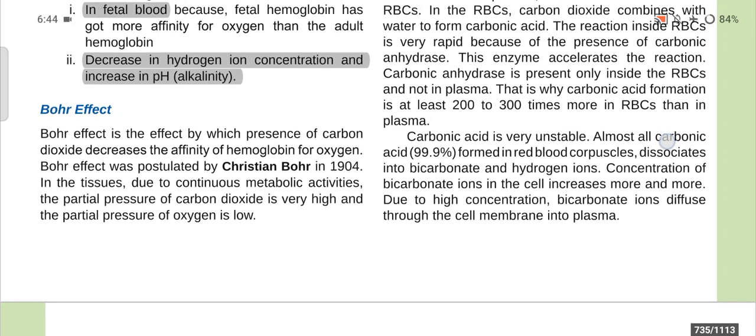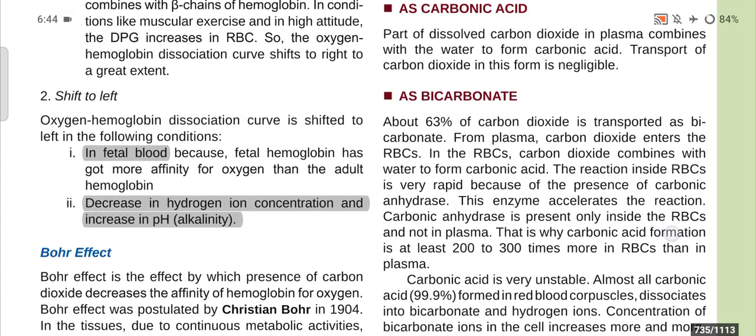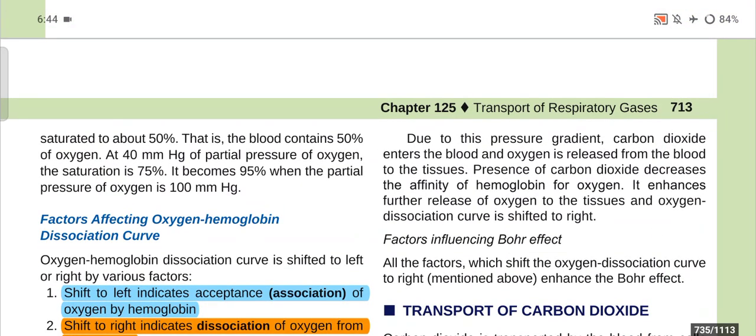So what is the Bohr effect? The Bohr effect is nothing but the presence of carbon dioxide decreasing the affinity of hemoglobin for oxygen, which mainly occurs with the dissociation of oxygen and association of carbon dioxide. The Bohr effect was postulated by Christian Bohr in 1904, and in the tissues, due to continuous metabolic activities, the partial pressure of carbon dioxide is very high and the partial pressure of oxygen is low. Due to this pressure gradient, the carbon dioxide enters the blood and oxygen is released to the tissues, and the presence of carbon dioxide decreases the affinity of hemoglobin for oxygen, and it enhances further release of oxygen to the tissues, and the oxygen dissociation curve is shifted to the right side.